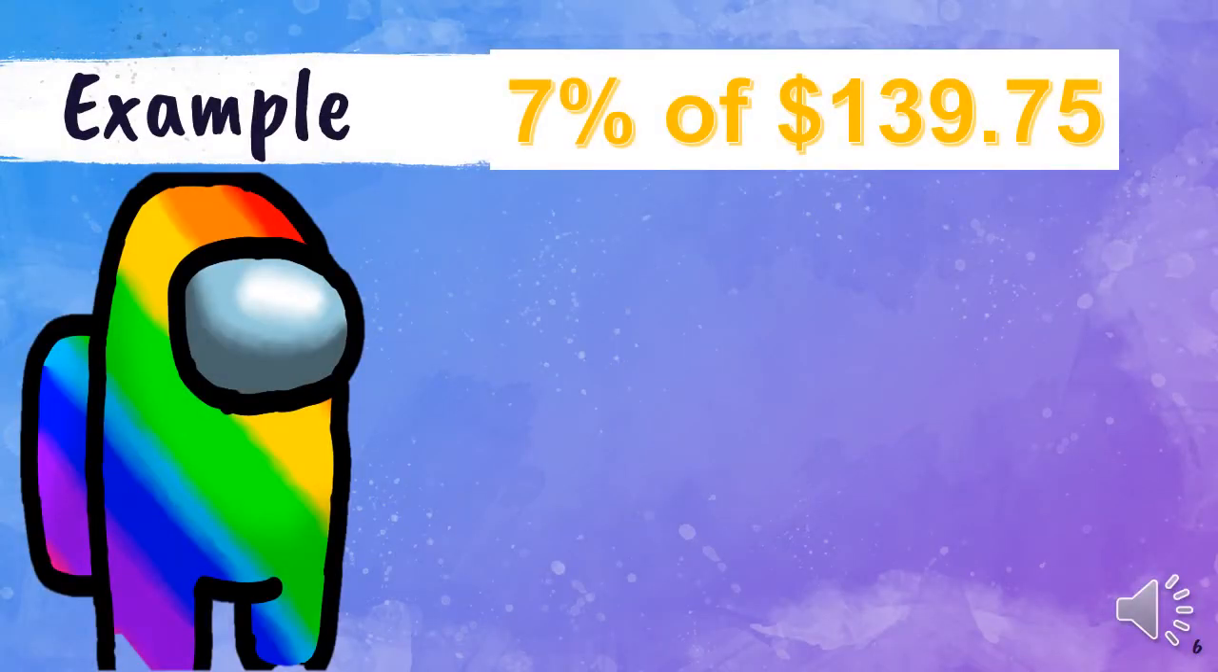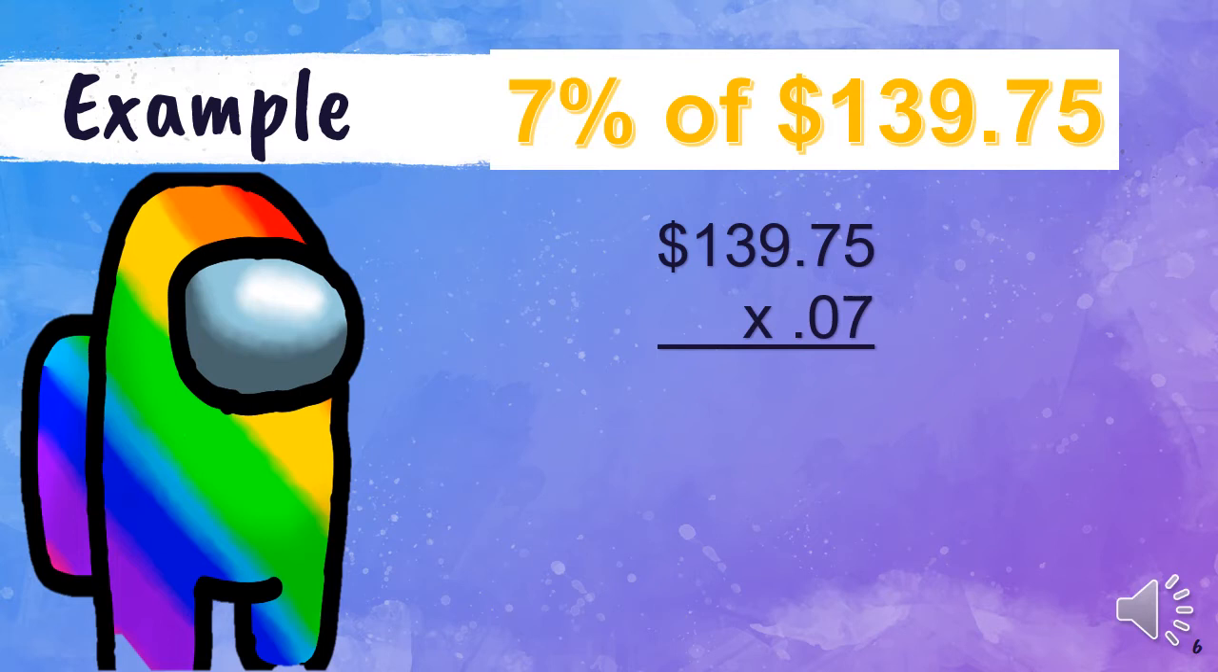7% of $139.75. 7 times 5 equals 35. Regroup 35 as 5 ones and 3 tens. 7 times 7 equals 49. 49 plus 3 equals 52. Regroup 52 as 2 tens and 5 hundreds. 7 times 9 equals 63. 63 plus 5 equals 68. Regroup 68 as 8 and 6.